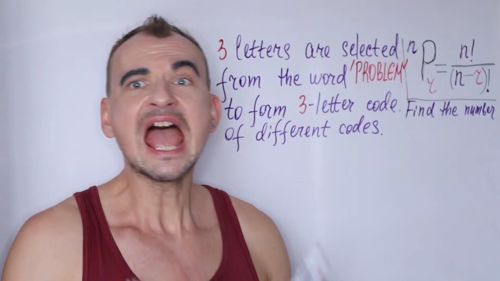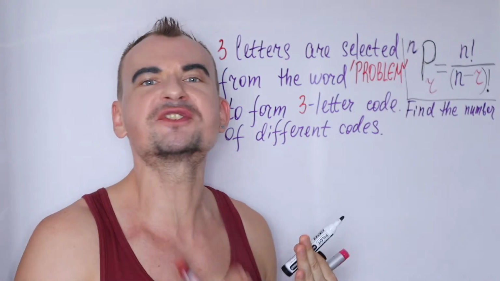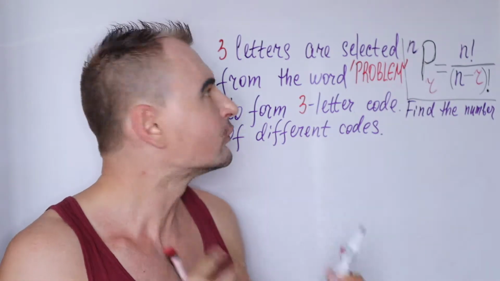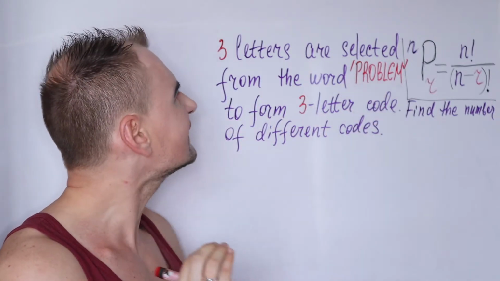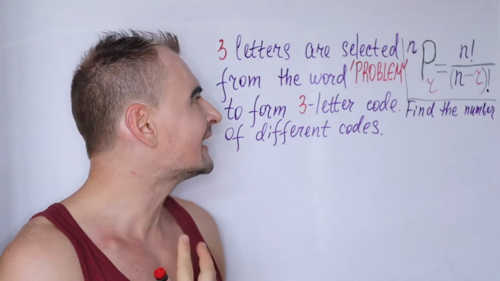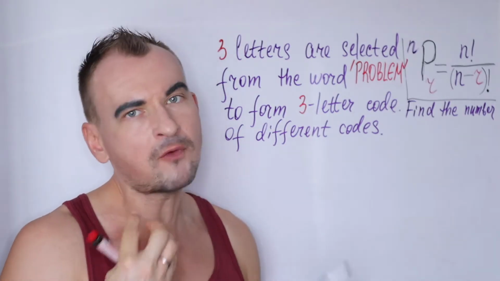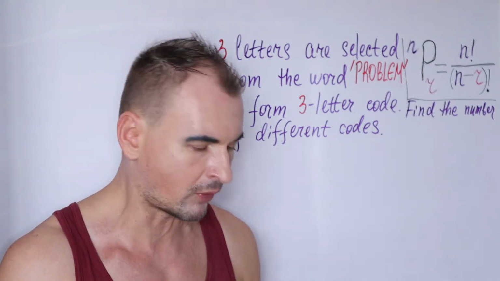Now let's see how we can use permutations of n different objects taken R at a time for solving word problems. Say you have been given something like this: 3 letters are selected from the word problem to form a 3-letter code, and you need to find the total number of different codes that can be formed.